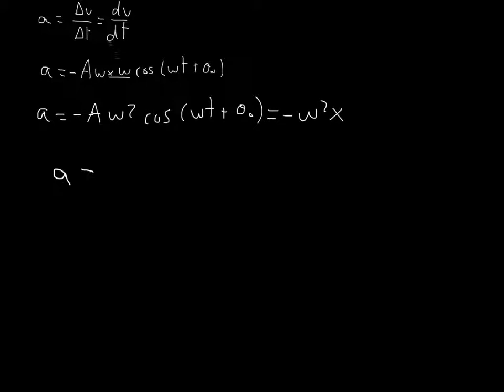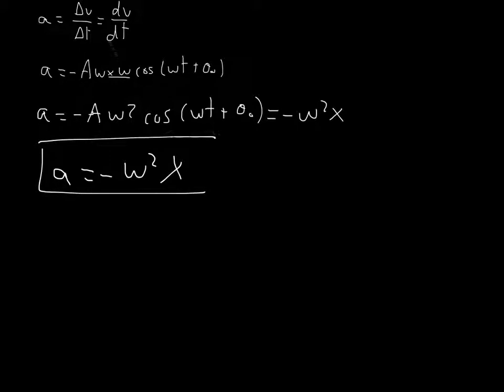The acceleration is minus omega squared times x. And this equation defines simple harmonic motion. Every time that we find an equation that says that the acceleration of a particle equals some negative number times its position, we know that this particle is following simple harmonic motion. And we can also know how fast it's doing this, because this number will be the square root of the angular velocity.